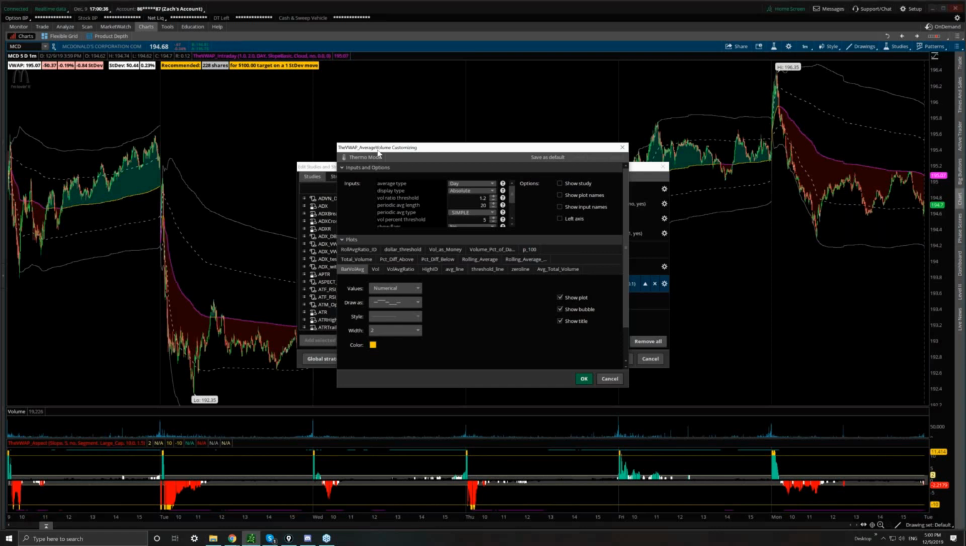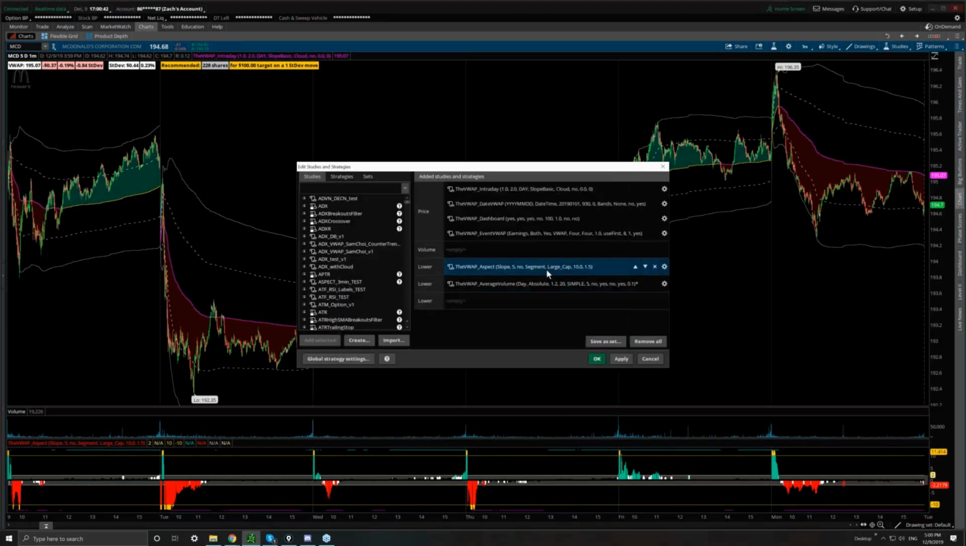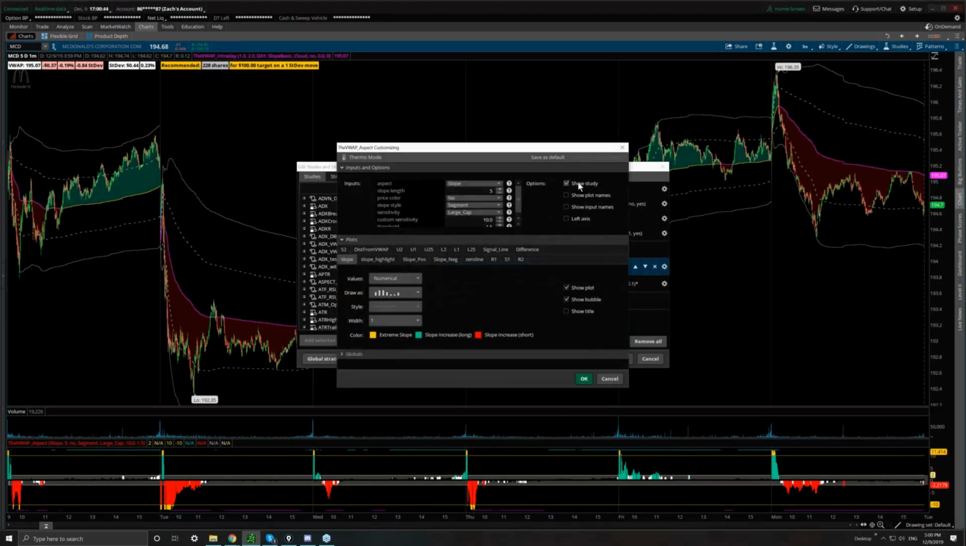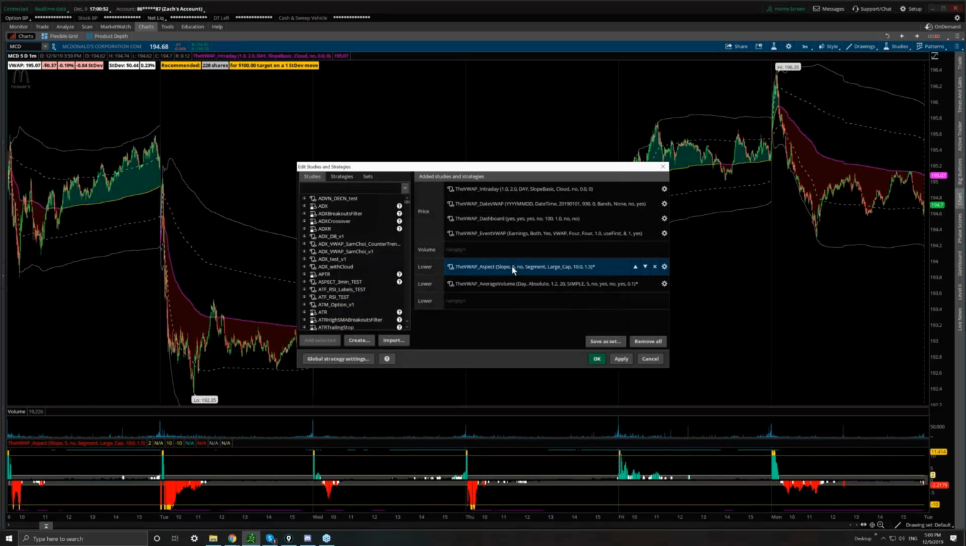So this study, the VWAP average volume, is going to go at the bottom of our charts. And for right now, I'm going to show this study and hide the VWAP aspect. So I'm doing that by going into the customization options and unchecking show study. That makes it easier to have the study at my disposal, but then to turn it off or on as need be.